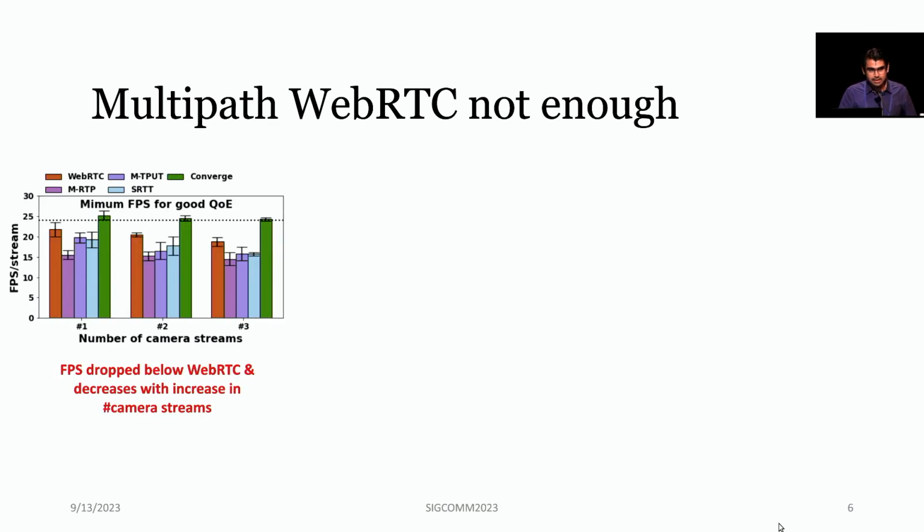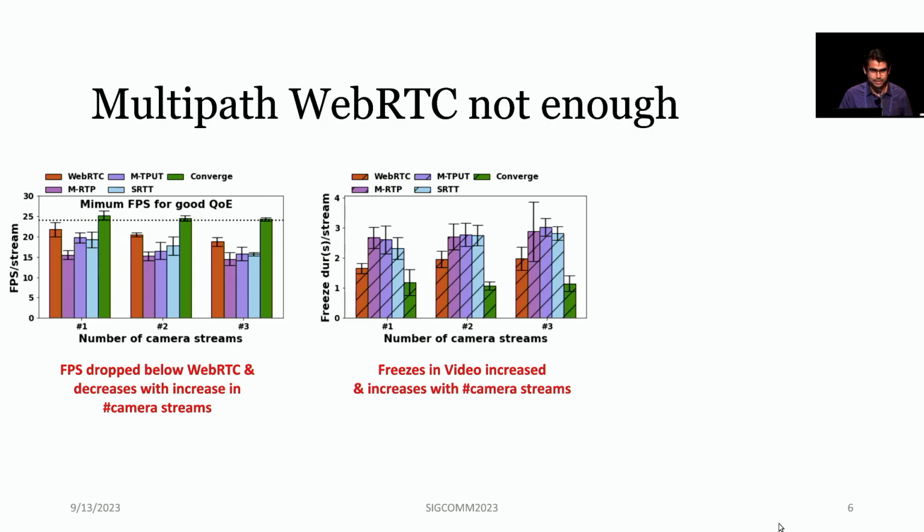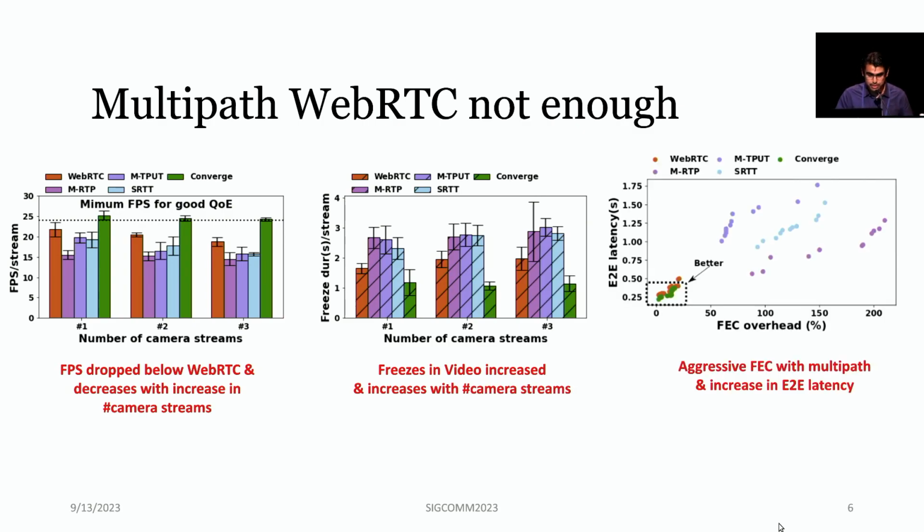We were expecting that with multipath, whatever problems were there would go away. As you see here, as the number of camera streams increases, we were hoping with multipath we would get a better frame rate. But forget about a better frame rate, it dropped even below the WebRTC frame rate. Similarly, there was a large freeze duration and an extensive amount of FEC overhead that led to increased latency. In the same graphs, you can also see Converge, our multipath WebRTC, is providing better QoE despite the number of camera streams.